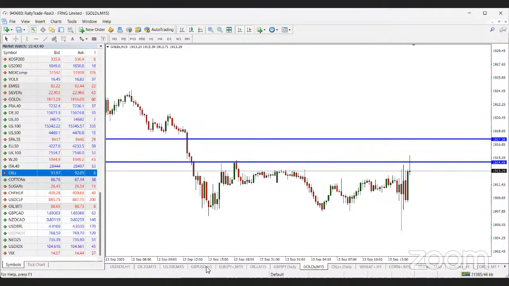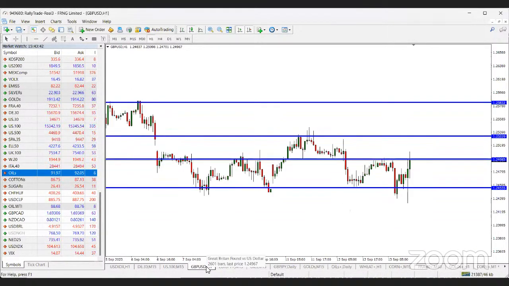On gold, the sell on 1914 to 1912, you should be in profit now. For GBP USD, you'll still be on the trade, maybe a very tiny profit, but remember you are looking out for around 10 pips or thereabout.